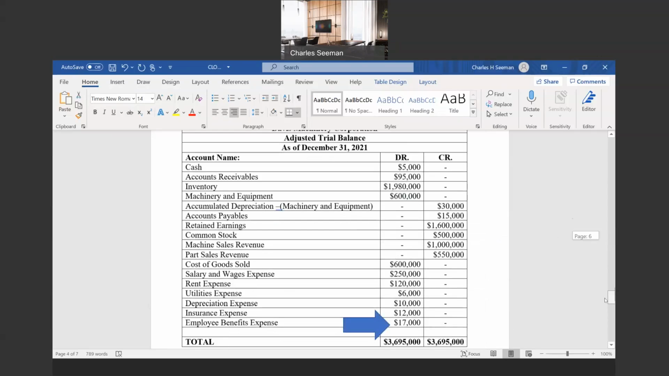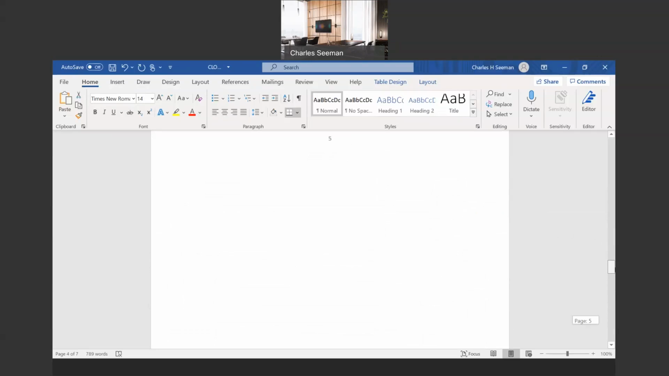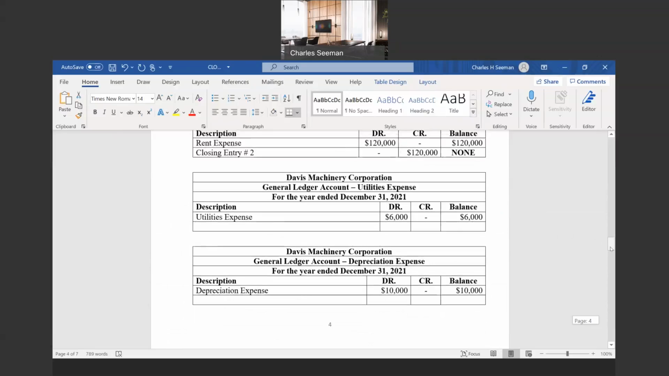Utilities expense. I made a $6,000 credit entry into the utilities expense. And again, that zeroes the account out. By zeroing the account out, I mean the debits equal the credits. There are $6,000 worth of debits and $6,000 worth of credits. So the account has no balance in it.